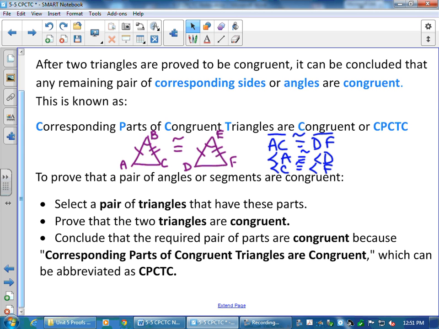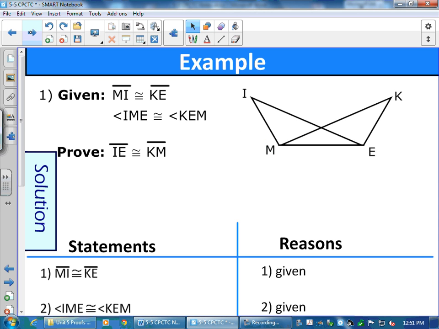So let's look at a proof with this. So notice we have some givens, and we also have a prove. We want to prove IE is congruent to KM. We want to prove these segments are congruent. It no longer says we want to prove two triangles, it says we want to prove these two segments.